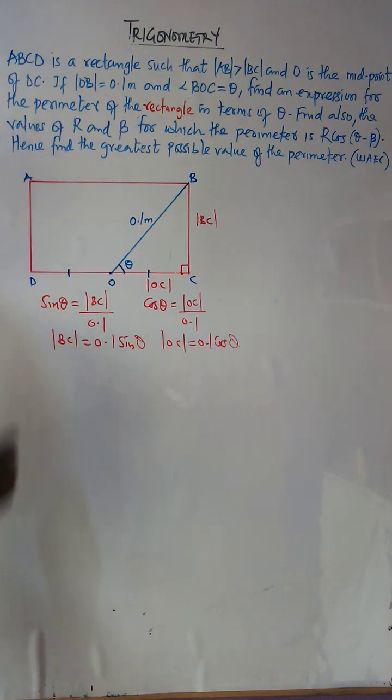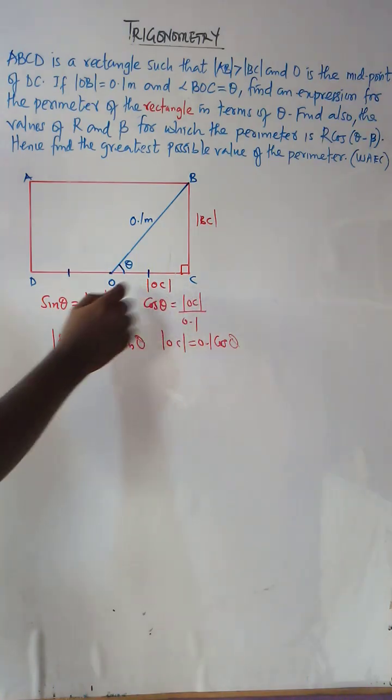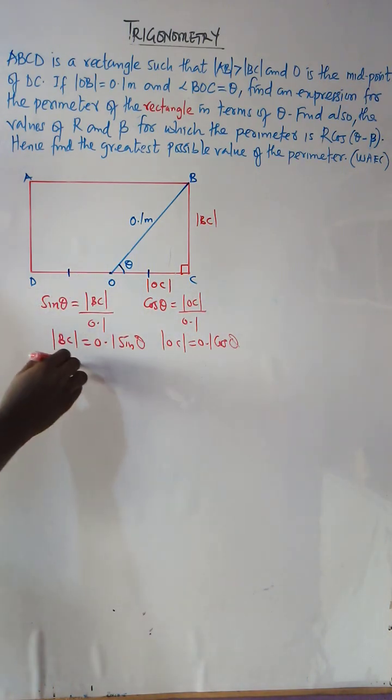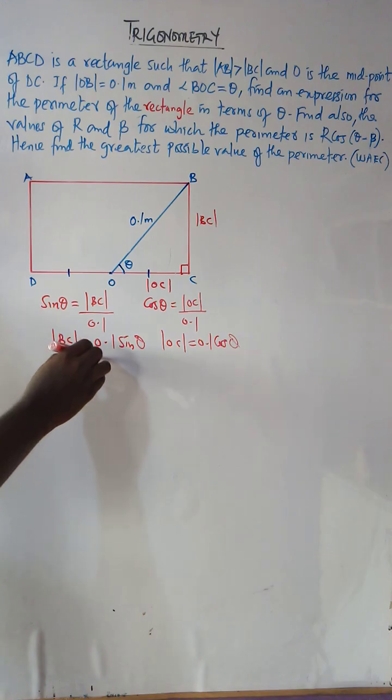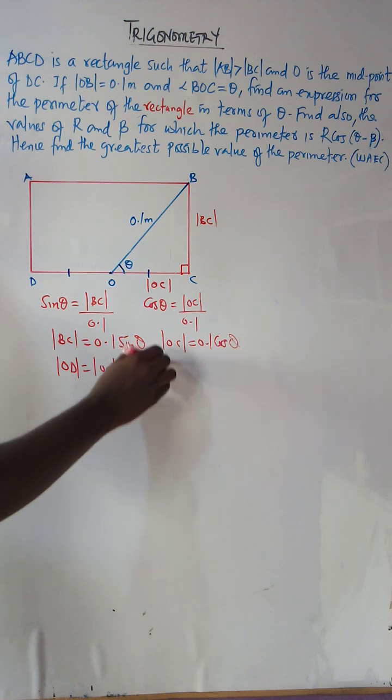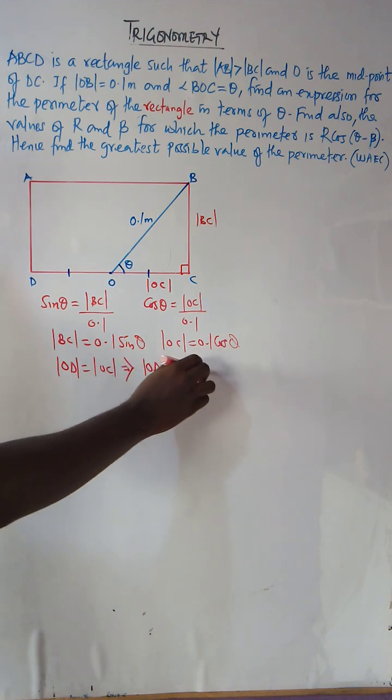So from there we can get DC. Since this O is the midpoint, it means OD and OC are equal. OD and OC have to be equal. So it implies that OD is also equal to 0.1 cos theta.